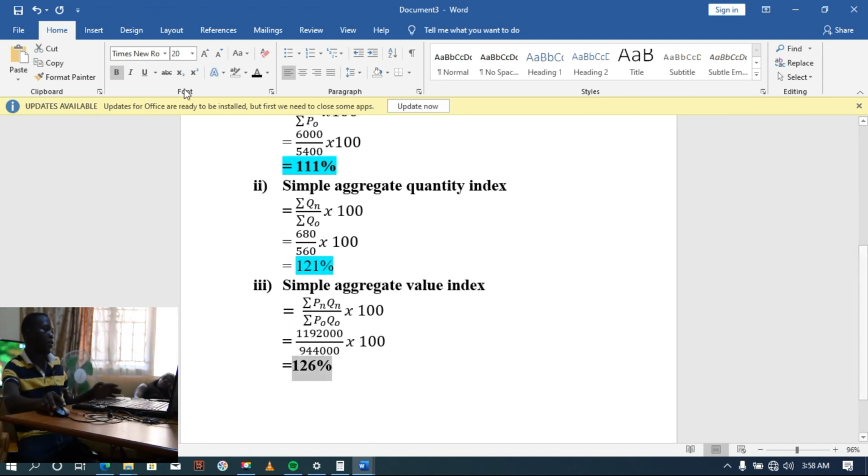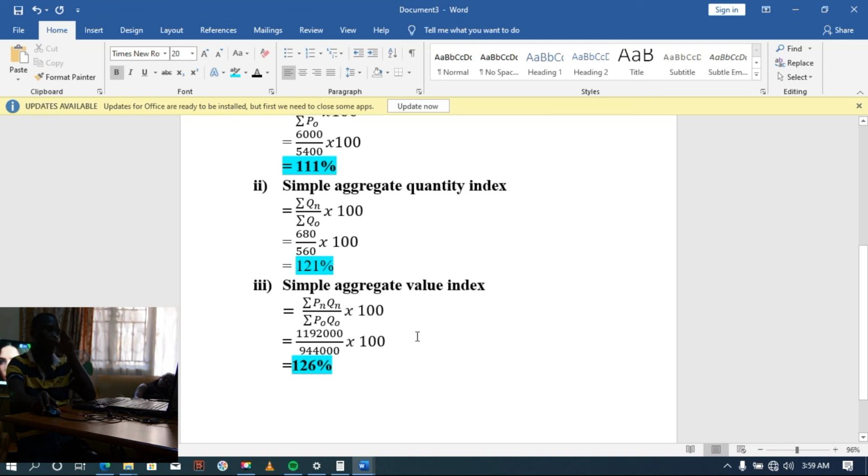So you find that it is also more than 100, so it shows an increase in the value of these commodities in the current year given the base year. So that is basically what we have as an illustration for simple aggregate index numbers in their respective categories of price, quantity and value.